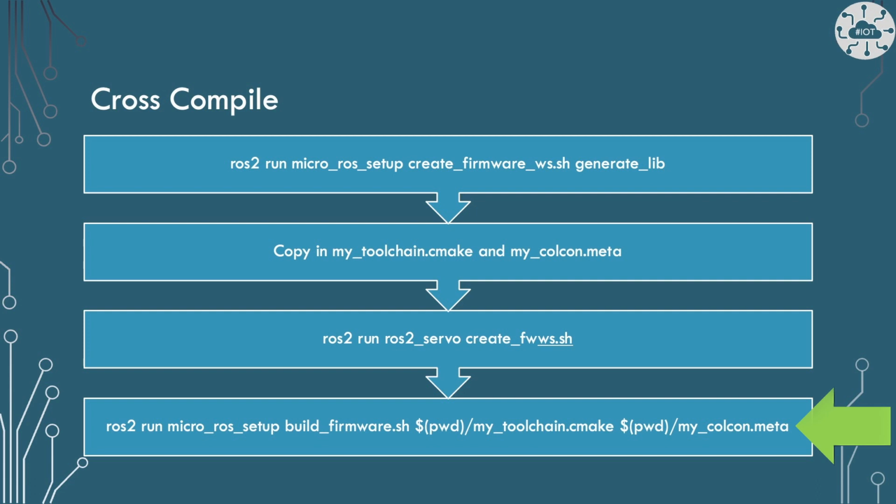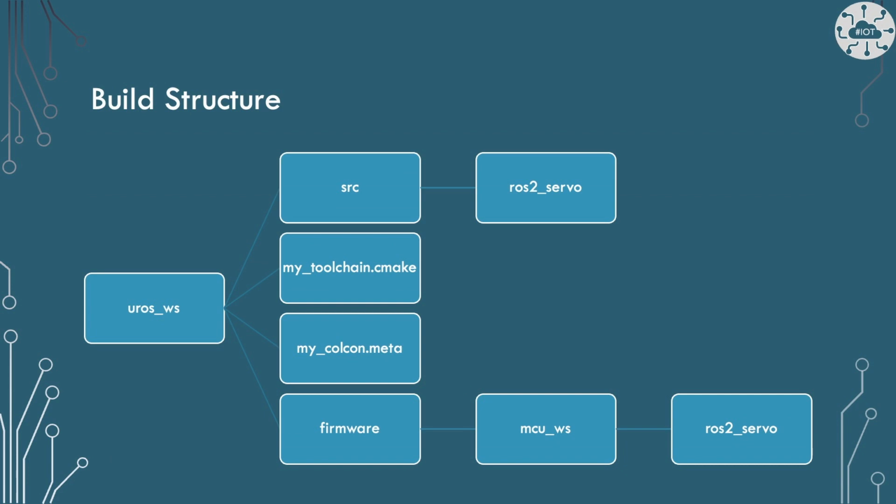Finally, we can kick off the build using the MicroROS setup package, telling it where to find the toolchain configuration for cross-compilation. What we've done is created this structure. The MicroROS setup workspace has been created under the firmware folder. The key one here is the MCU workspace, which contains the code to build into the library. Under the ROS2 Servo create workspace script, I've copied the code for ROS2 Servo to be under the MCU workspace. We also have the toolchain configuration file.